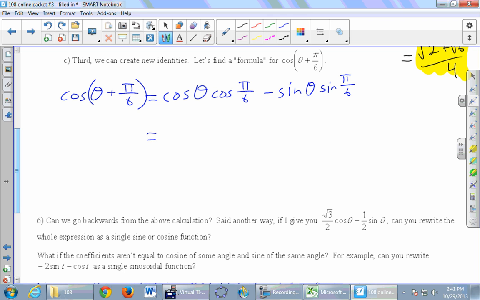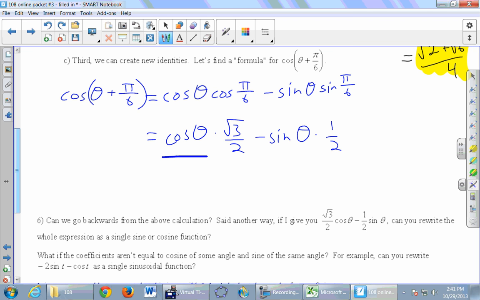Okay, this equals cosine theta. Cosine of pi over 6, what is cosine of pi over 6? Is that root 3 over 2? And then minus sine theta stays, and then sine of pi over 6 is half. And right there we have a new formula. Cosine of theta plus pi over 6 is cosine of theta times root 3 over 2 minus sine theta times half. And that's it.